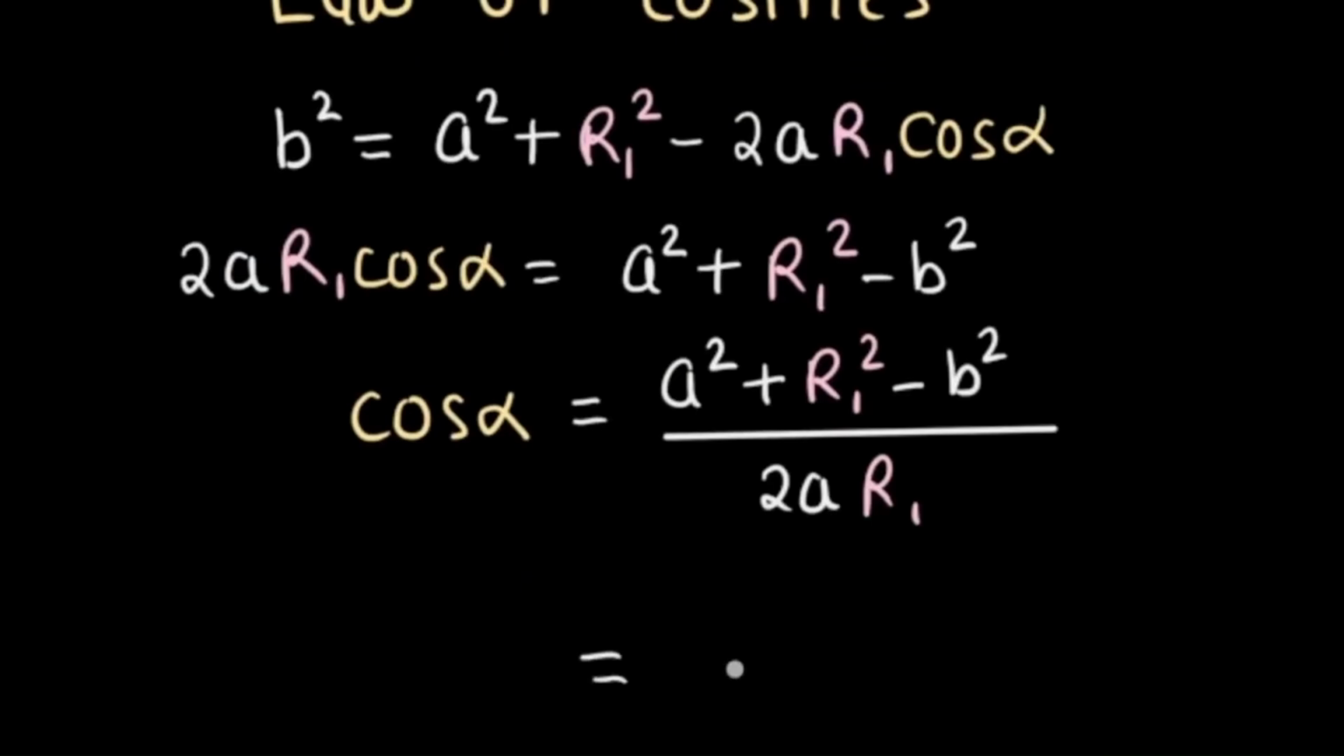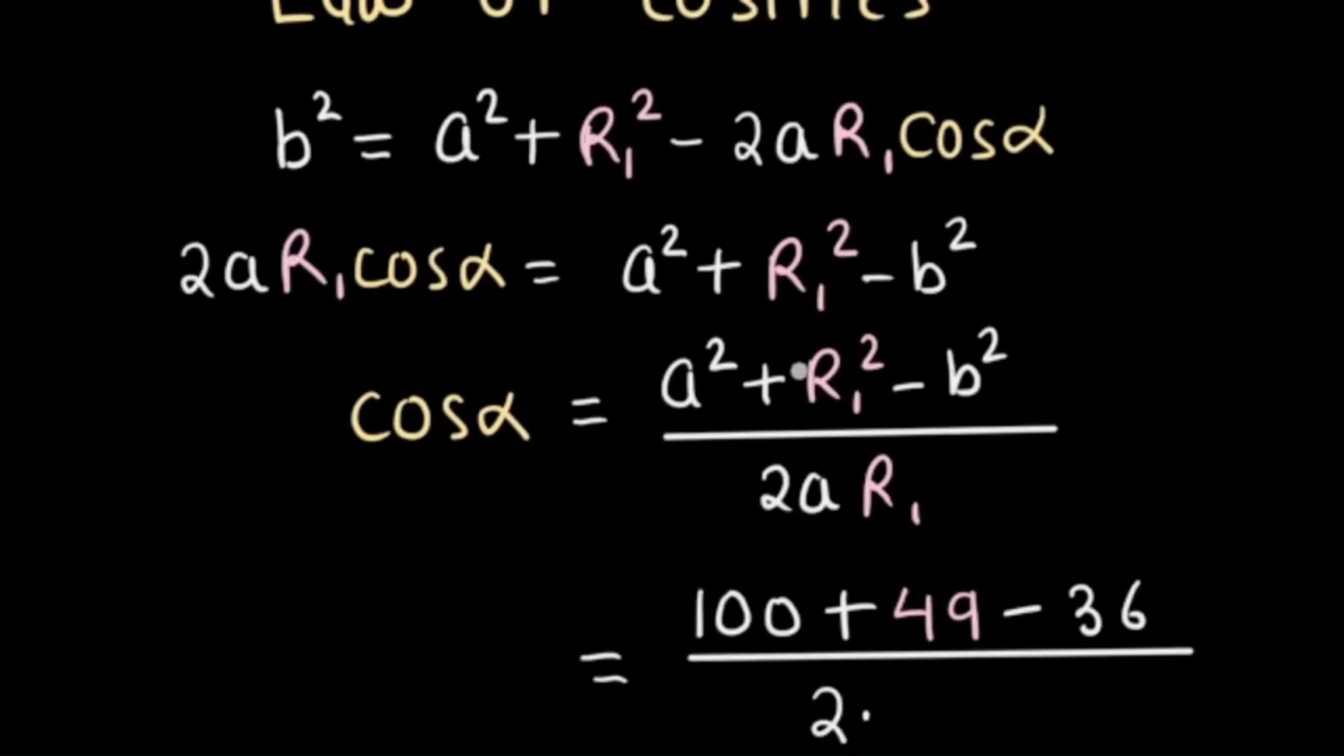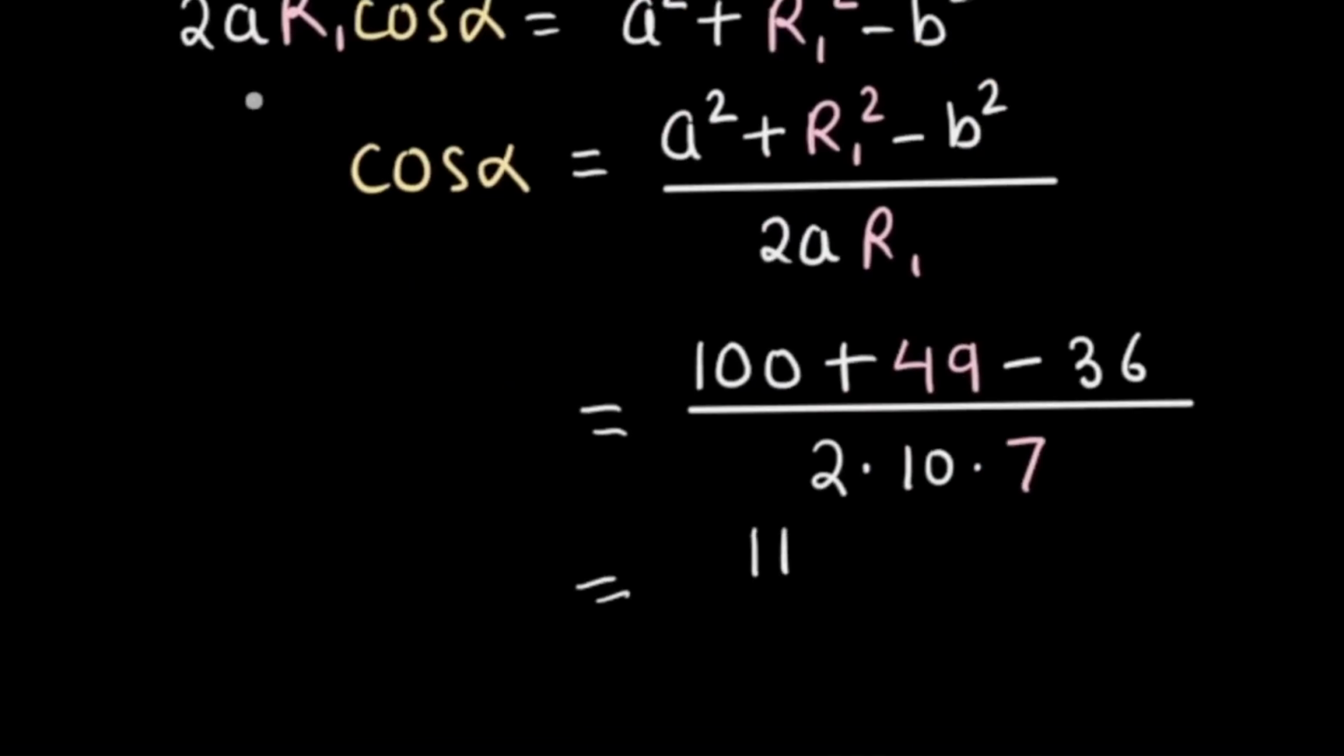So let's go ahead and do that. a is equal to 10. 10 squared is 100, plus, we said R1 was equal to approximately 7. So 7 squared is 49, minus b squared, which is 6 squared, 36, divided by 2 times a, which is 10, times r1, which is 7. What do we get? We get 113 at the top, and at the bottom we get 140. And this is equal to cosine alpha.